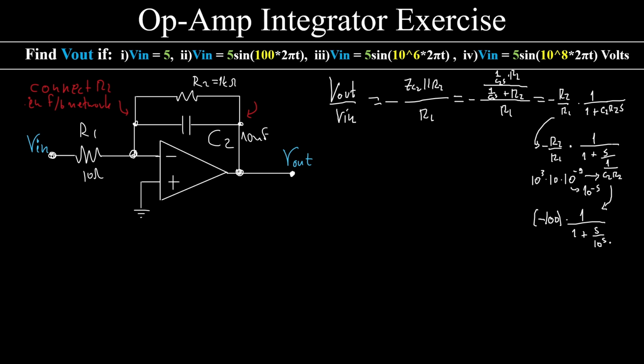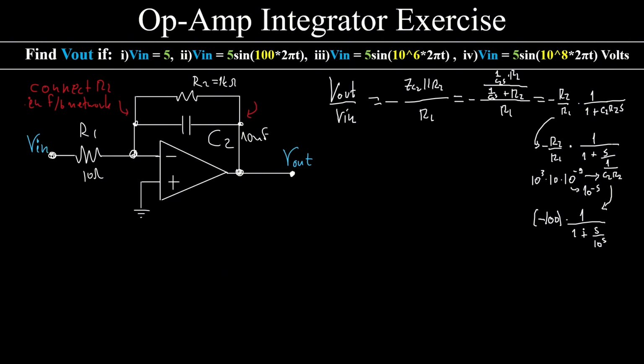Alright, okay, let's make some observations here. Well, I see that if this s is very small, this whole term becomes very close to 0. So essentially we have something like 1 over 1 times minus 100, or better, R2 over R1. A typical inverting op-amp configuration, as if this capacitor didn't exist.